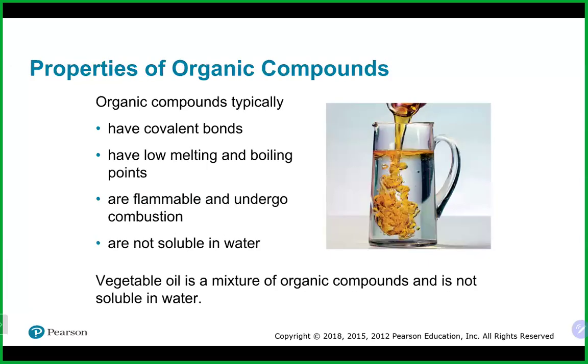Now, because they are pretty much nonpolar and it's pretty much nonmetals happening here with organic compounds, they have covalent bonds. So these are the guys that are going to be sharing electrons. They typically will have very low melting points and boiling points. And that is because, for example, when you take an organic guy, say like methane, it is a nonpolar molecule.